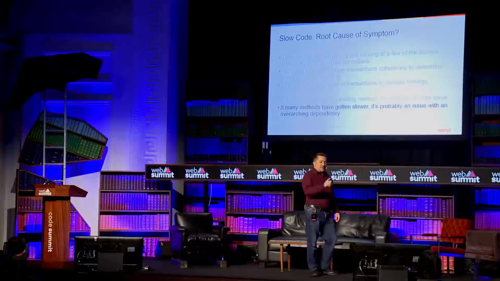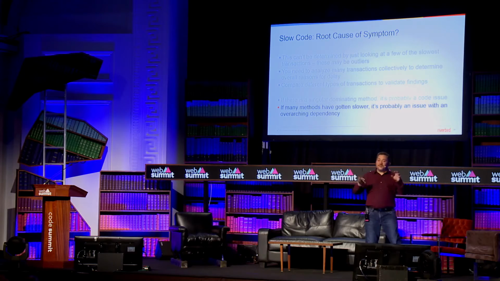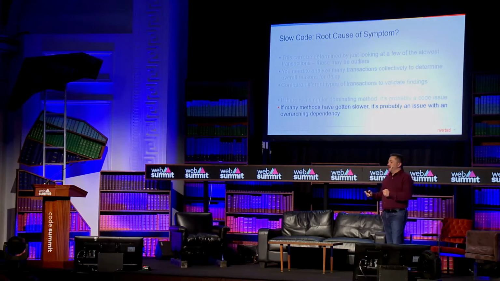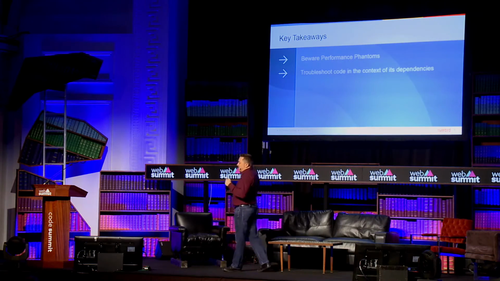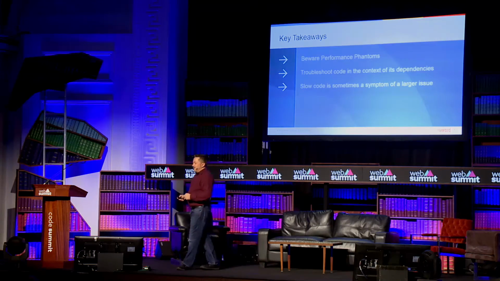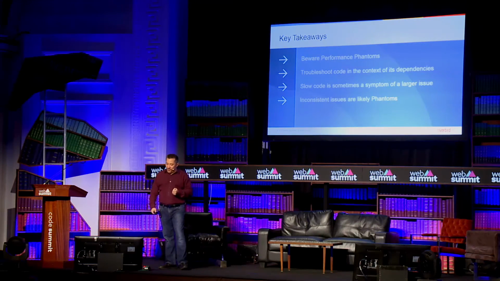And the way to determine if you have a root cause or a symptom is to not just look at a couple of the slowest things. You have to look at a lot of transactions collectively, determine if there's consistency with your slowness or inconsistency. And the rule of thumb is if you see a single dominating method, it's something you're going to need to fix in the code. But if a lot of different things are getting slower, or different sets of things are getting slower, and there's not a discernible pattern, then you're looking in the wrong place and you're dealing with a phantom. So know that phantoms exist, troubleshoot in the context of your environment, know that your code can be affected by some larger issue, and ultimately ensure that if you have mission-critical apps, just avoid this altogether, have guaranteed resources.